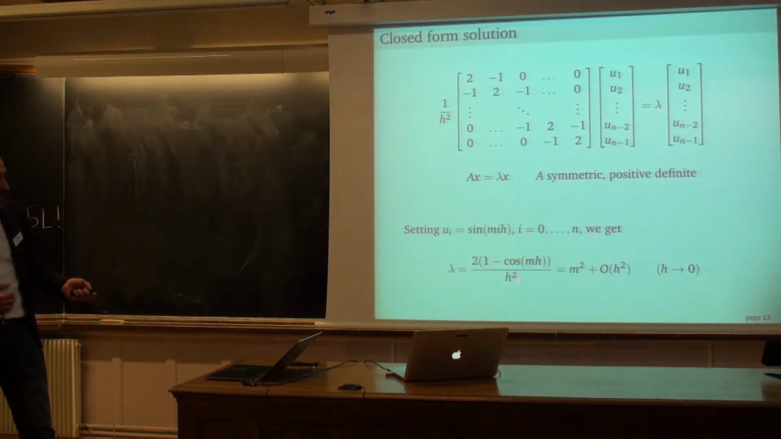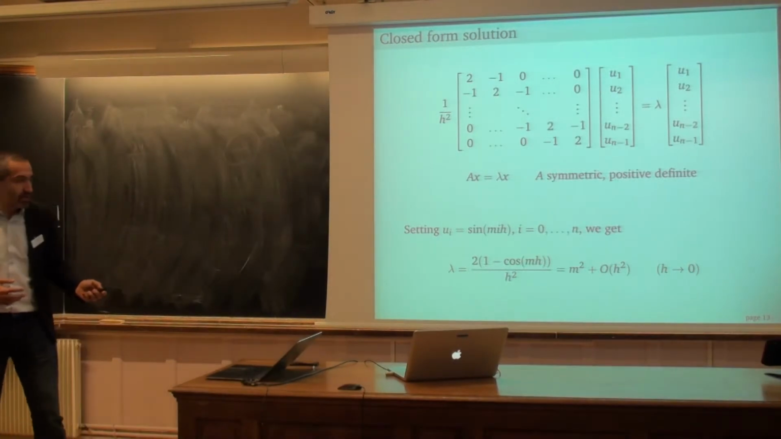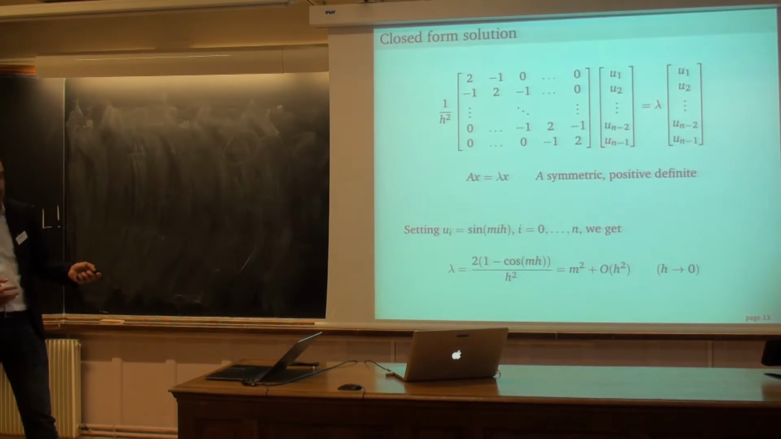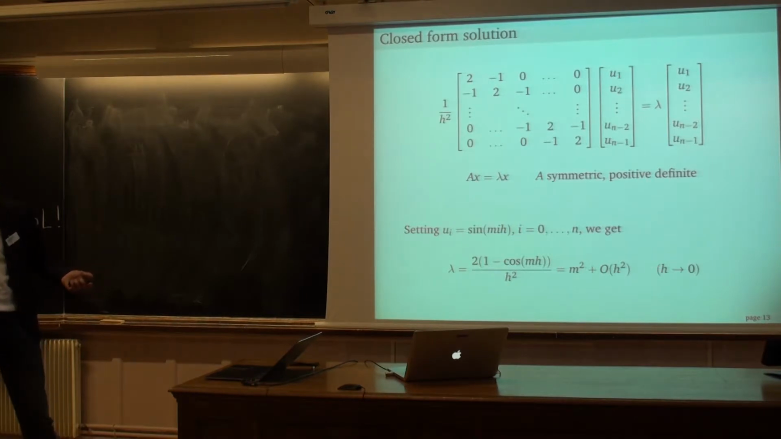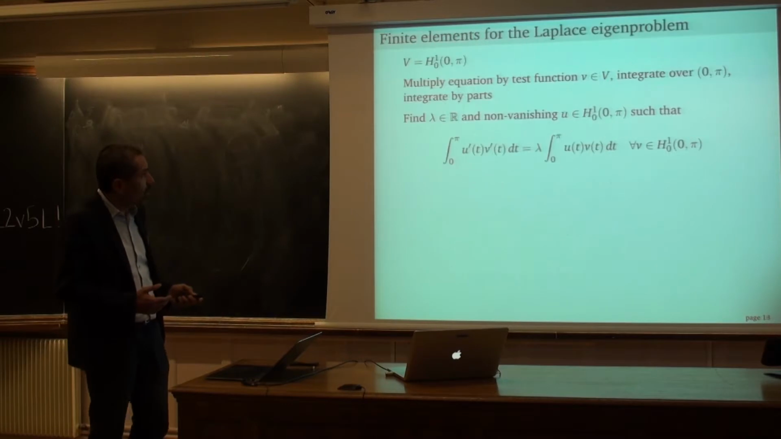quotient. And of course, the asymptotic expansion of this quotient is just m squared, okay, because we have h squared in the denominator, plus order of h squared. So, good. This shows you that for each m, you have an eigenvalue of this matrix that converges towards m squared, with a speed equal to h squared. So second order convergence. Okay? This is very easy to show.